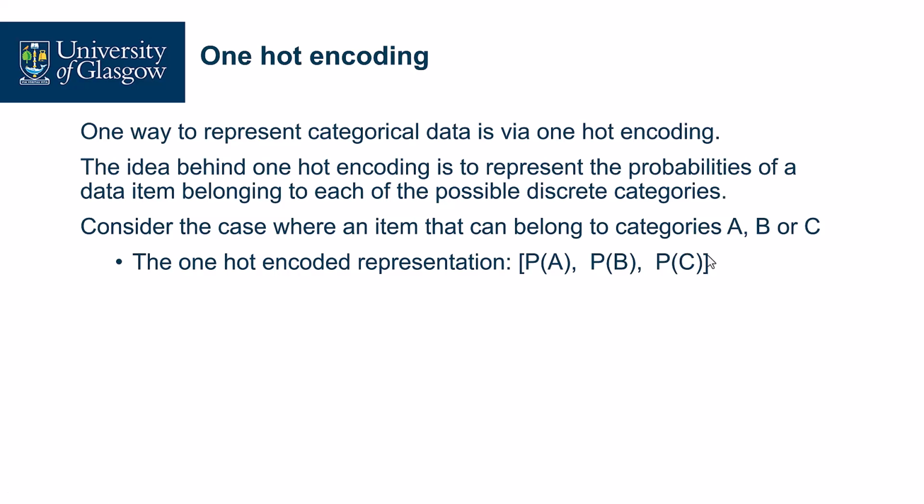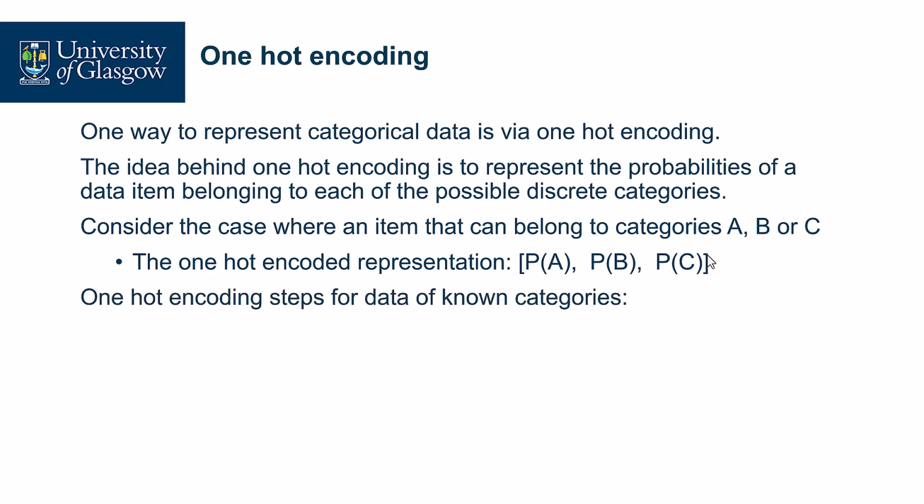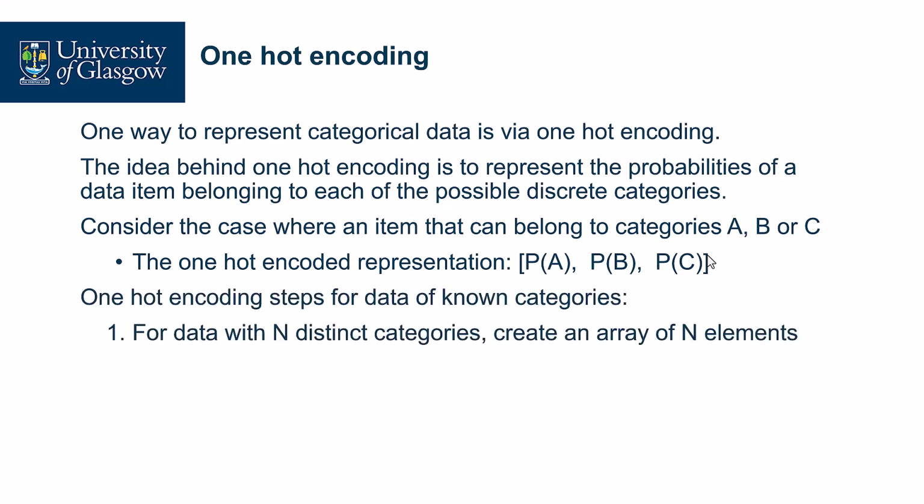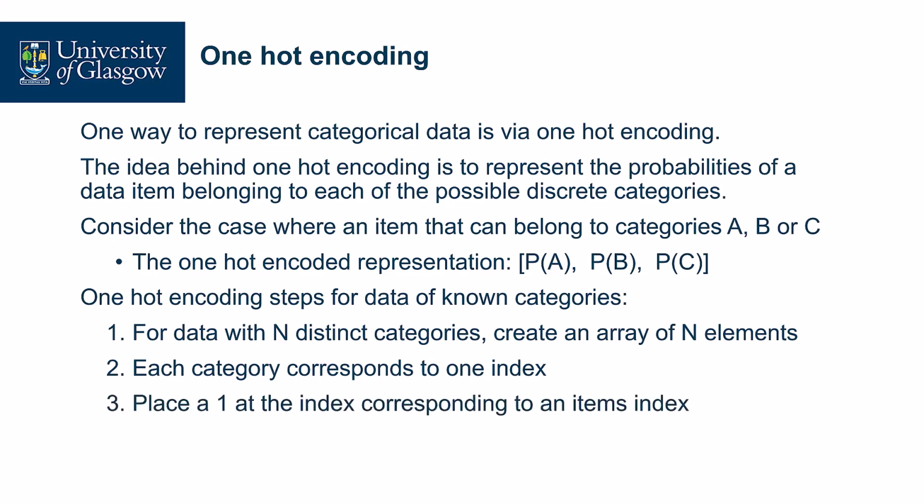So how do we do a one-hot encoding? We can do the following steps. Step 1, for data with n distinct categories, we create an array of n elements. Each category corresponds to one index. Then, for the index corresponding to the item's category, we place 1 here. For all the others, we place 0. Maybe this is too abstract, right? But when we see an example, it will be easy to understand.